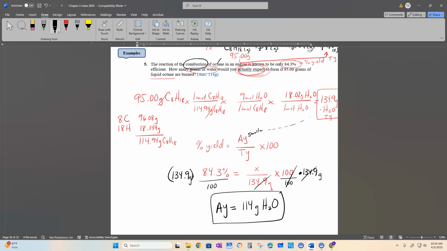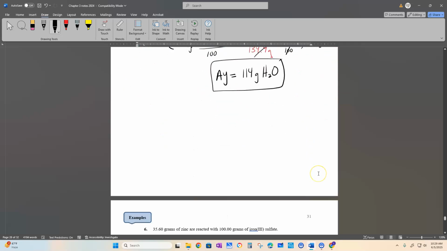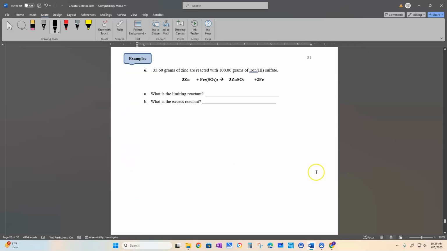Okay? So that's how you use stoichiometry with percent yield. So the last problem, we're going to tie in limiting with stoichiometry with percent yield. Okay, last problem. Let's say I have 35.6 grams of zinc and 100 grams of iron sulfate.